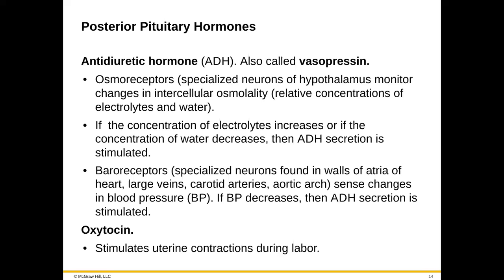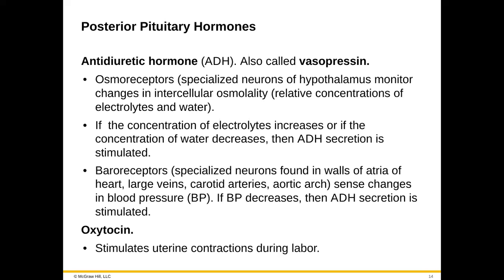So think about why that makes sense for a second. If we have an increase in concentration of electrolytes with the same volume of water, or if we have the same concentration of electrolytes with a decreased volume of water, we are changing our osmolality. The concentration there is changing. So if we need to hold on to water, or dilute a really high concentration of electrolytes, we're going to secrete ADH, and that's going to help us hold on to water. Antidiuretic means holding on to water and not releasing it out as urine.